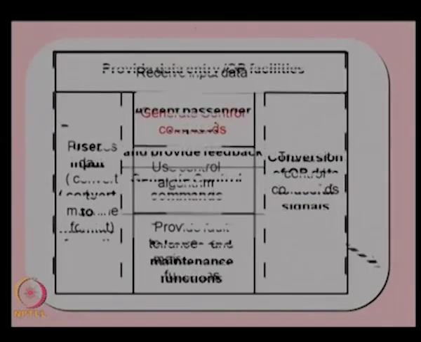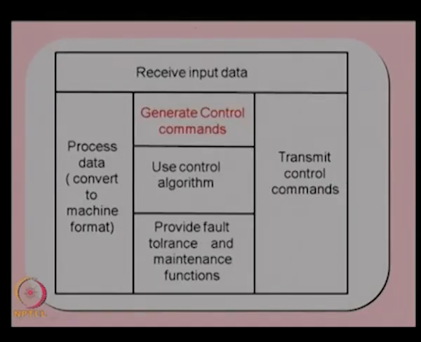So, I can show that in a better way over here. If you take generate control commands as a main function, you decompose that into 5 sub functions: receive input data, process data, transmit control commands, use control algorithm and provide fault tolerance. This is the second level decomposition of the functions. From the top level function we divided it into 5 functions and each function can be further divided into 5 functions. As with the process, we can actually go further with this method.